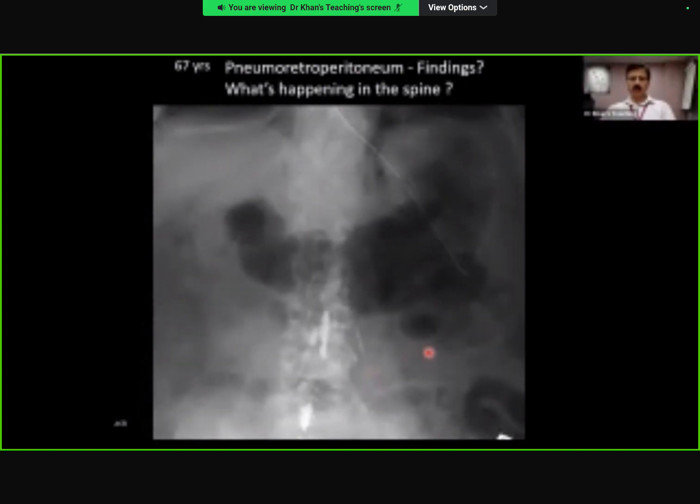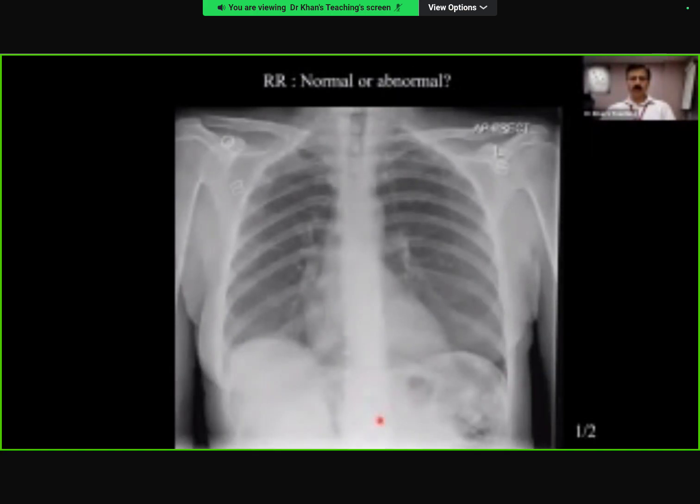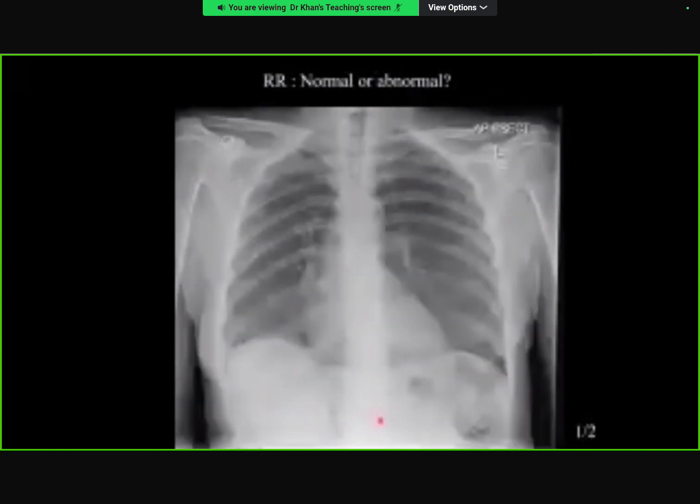Even the nerve root is out. Rapid reporting. Yes. Hear me. Yeah, I can hear now. Sorry, there was a lag. Sorry, yeah, connection lag. Okay.